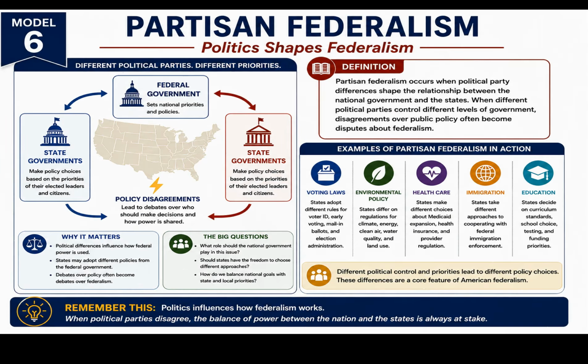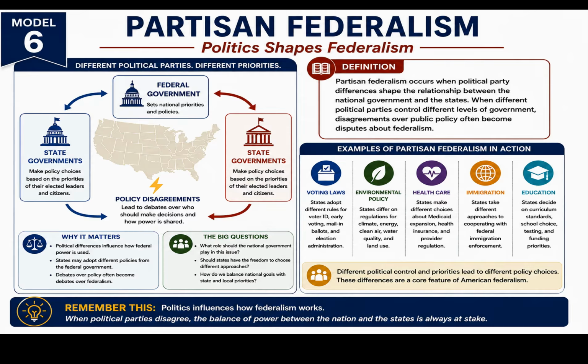Next, we examine partisan federalism. Partisan federalism occurs when political parties' differences shape the relationship between the national government and the states. When different political parties control different levels of government, disagreement over public policies often becomes disagreement about federalism. That is, who should have the authority to make important policy decisions.